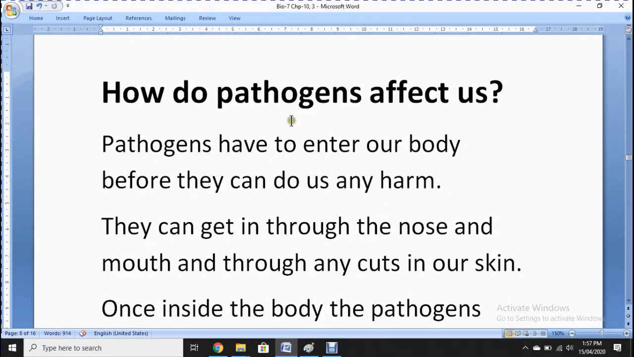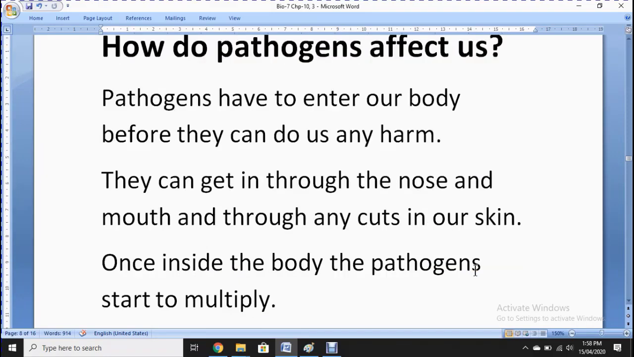First, how do pathogens affect us? Pathogens have to enter our body before they do us any harm. They can get in through the nose and mouth and through any cuts in our skin. You know the openings like mouth, nose, ear, eyes, and if somebody has any injury, maybe any cut on their body or skin, they can enter from there.